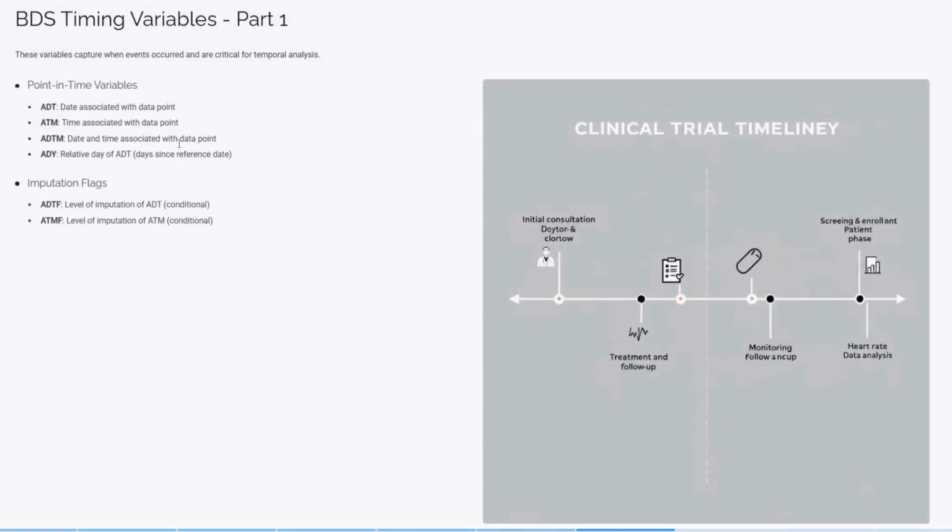Okay, so the BDS timing variables. Here are the point in time analysis time variables: ADT, the analysis date associated with the data point, and ATM, the time associated with the data point. ADTM is the date and time associated with the data point, and relative day of the ADT is the day since reference day. Okay, so this is study day, and there are flags for the date as well as for the time point.